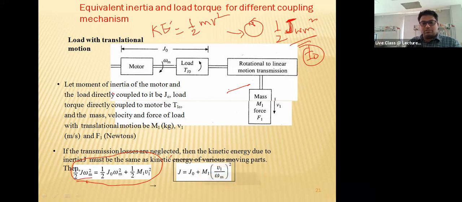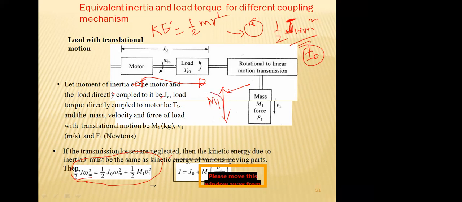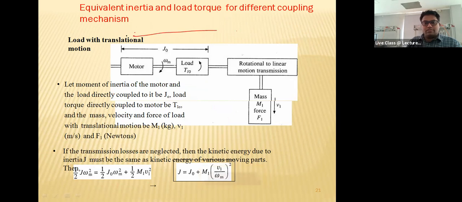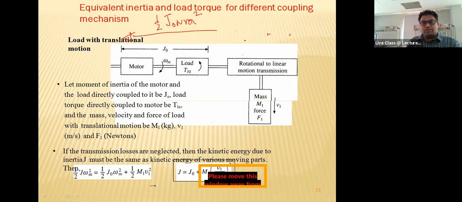So this is the J naught, which is on the left side of the coupling mechanism, and this is the mass of the lift or something that has to be pulled vertically up or pulled down, right? So what would be the equation when it will be traveling? The equivalent of this side would be half J naught omega m square. Omega m is referring to the speed of the motor. And for this side, it will be simply half m1 v1 square. Is it not so?